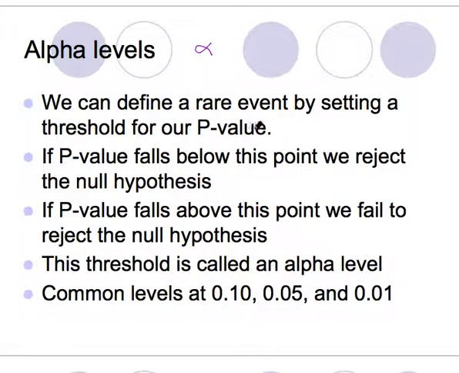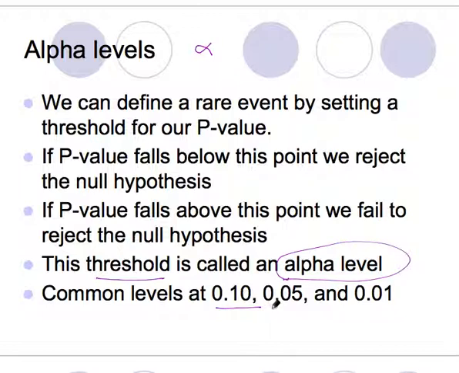Okay, and we can define a rare event by setting a threshold for our p-value. So our alpha is what that threshold is, and we say, okay, at this number, we're going to say the p-value gives us enough information to reject the null hypothesis. So if the p-value falls below this point, then we say, yes, we can reject it. And if it falls above it, then we fail to reject the null hypothesis. Okay, so that threshold is what's called an alpha level. It's the threshold that we choose, and if the p-value falls below that, then we reject it.